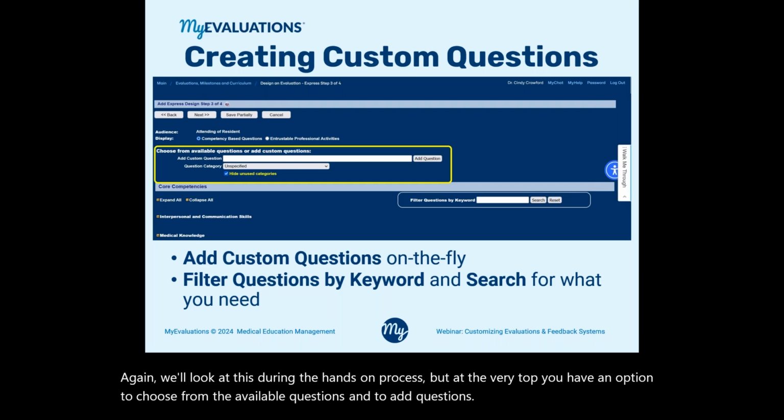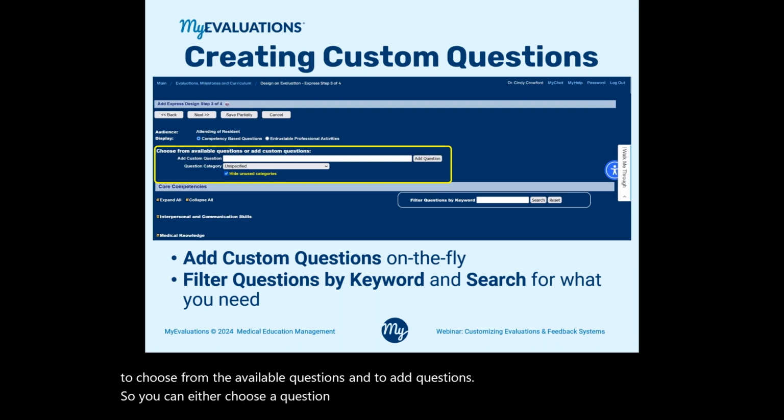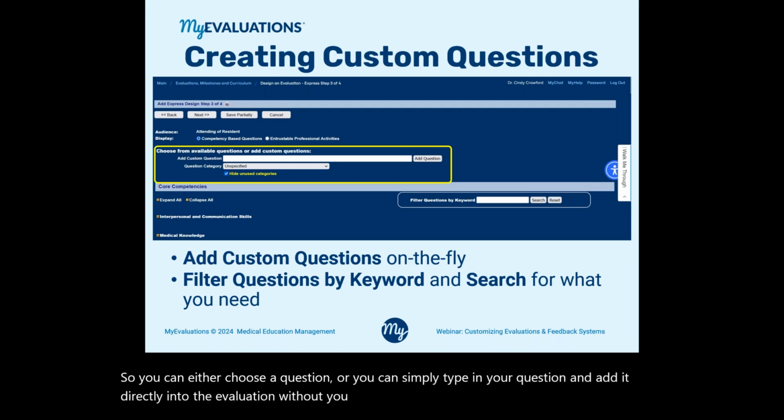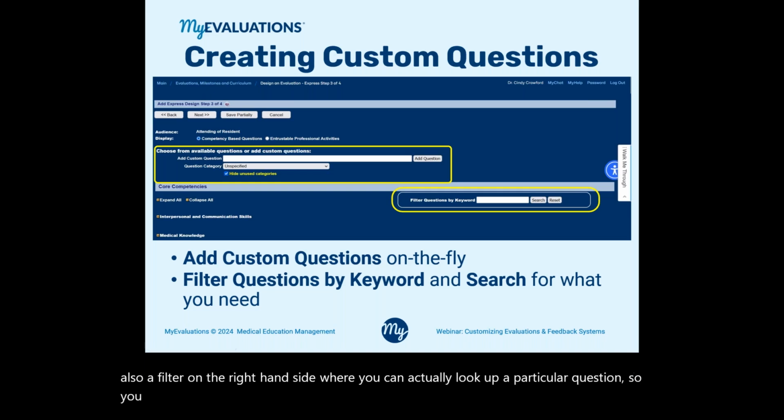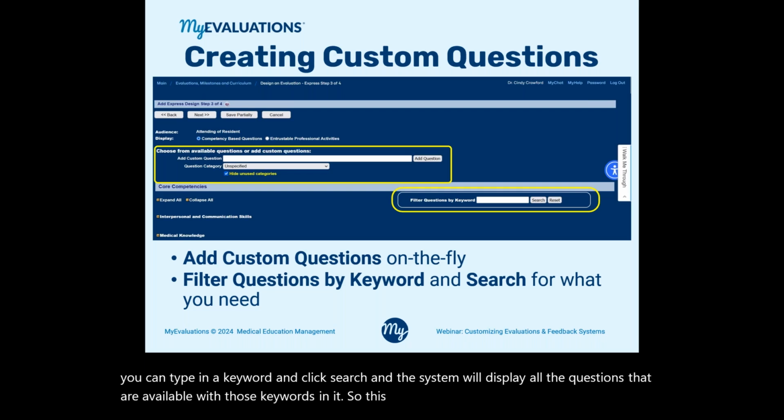So you can either choose a question or you can simply type in your question and add it directly into the evaluation without you having to go into the database and add it. There's also a filter on the right-hand side where you can actually look up a particular question. So you can type in a keyword and click search, and the system will display all the questions that are available with those keywords in it. So this is a very quick and easy way for you to add questions.